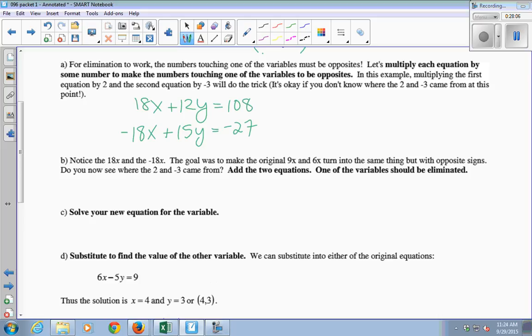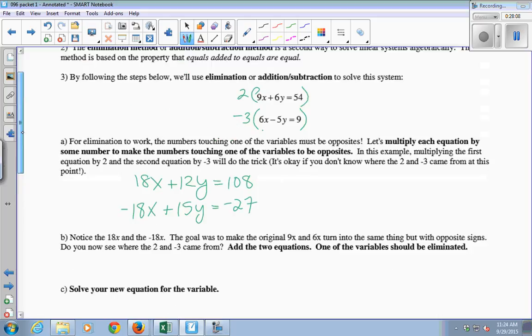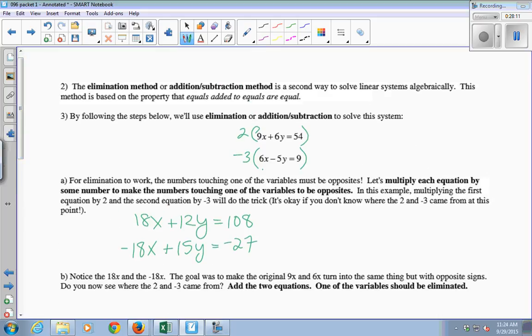So can you kind of see where the 2 and the -3 came from now? I looked at 9x and 6x and I said I want them to be the same number, but with opposite signs. So I came up with the least common multiple of 9 and 6, which would be 18. Multiply the 9 times a 2 and a 6 times a 3, you get both of them are 18.